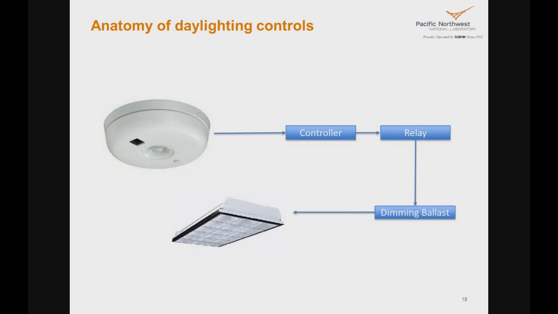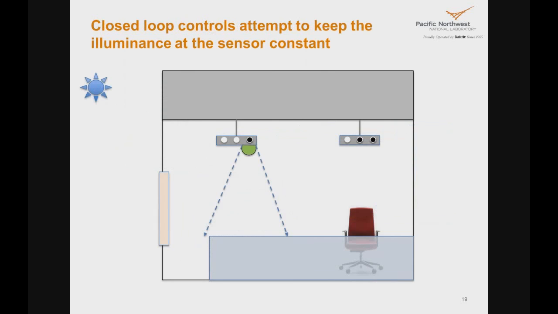Of course, there are different types of controls. There are closed loop daylighting controls. The basic philosophy here is that the sensor is placed inside the space, so it is able to look at the illuminance on the desk.